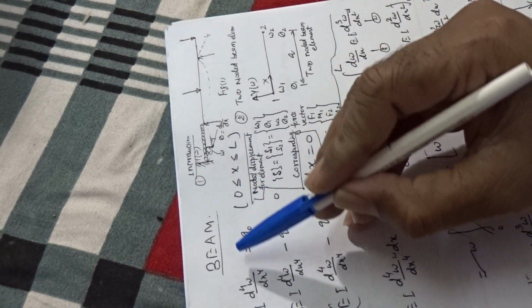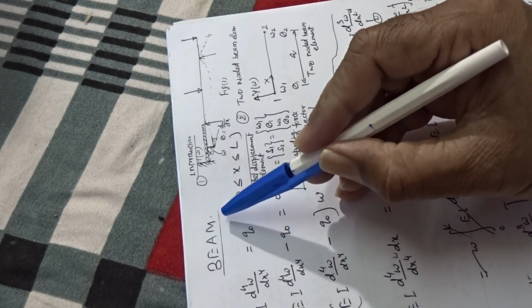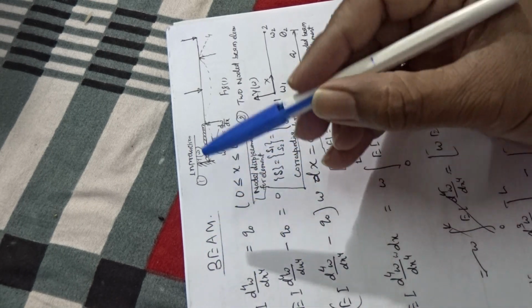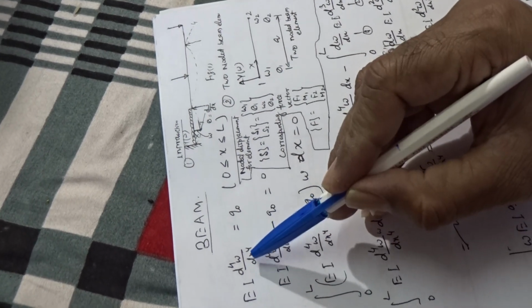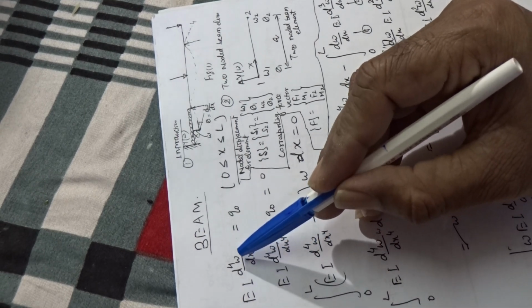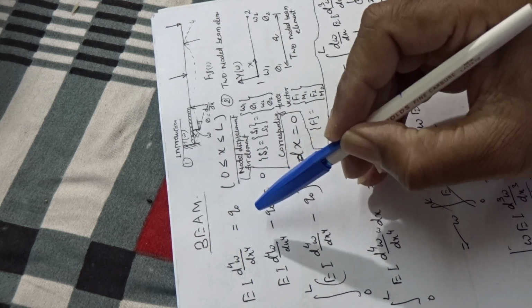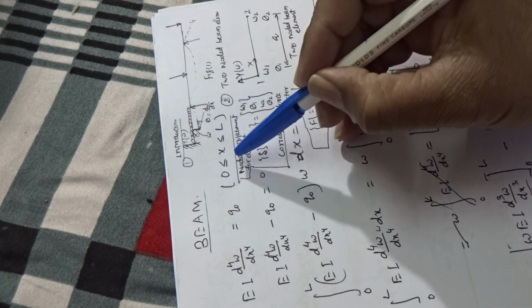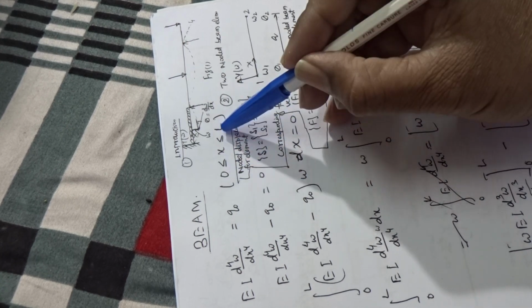Now I am going to start my finite element lectures, which is related to the beam problem. In the beam problem, this is the governing equation: EI d2W by dx square is equal to q naught. q naught is the loading, and the beam lies between 0 to L, x varies from 0 to L.